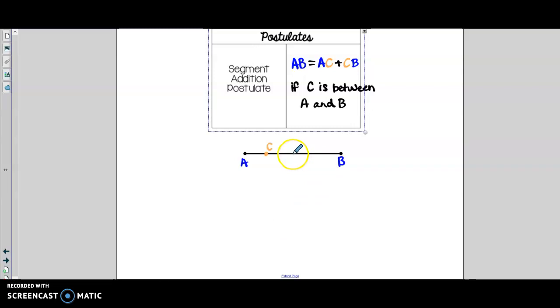So I could have other points on that line segment that it would be true for. Okay, so I could write similar statements for a point like this that might be the midpoint, or a point that's way over here. Okay, it doesn't matter where the point is. You can always write a statement like this.